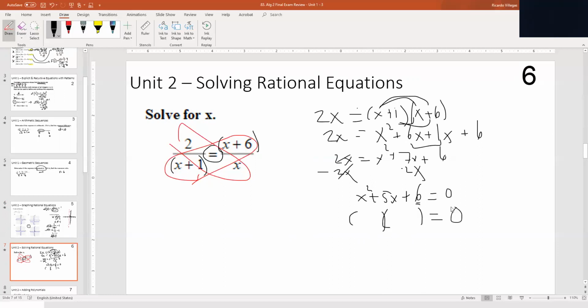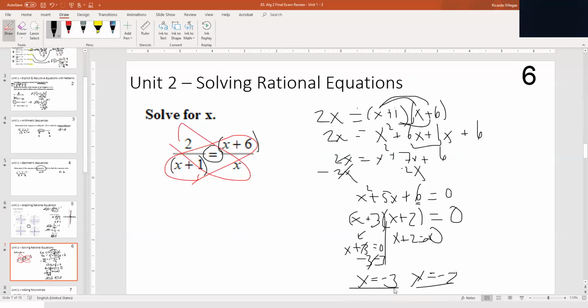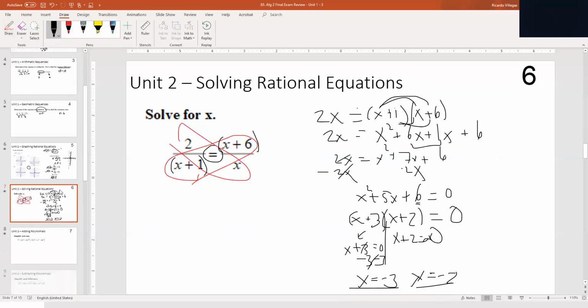So this equation can be factored as (x plus 3) times (x plus 2). We know 3 times 2 is 6, and 3 plus 2 is equal to 5. We use the zero product property, which tells us that both of these factors will be equal to 0. When we solve this, we subtract 3 from both sides, so we get x is equal to -3. And when we subtract 2 from both sides, we get x is equal to -2. Those are your solutions: x equals -3 and x equals -2. All right, moving on to the next question.